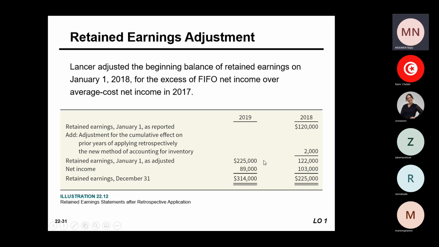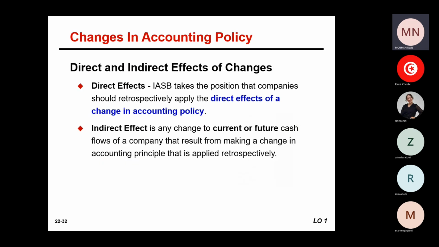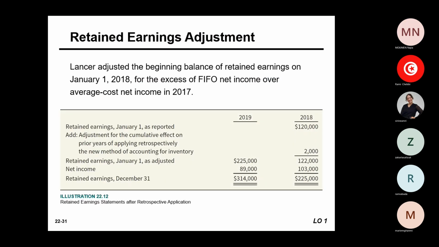And now we got this restated retained earnings as adjusted. You see here, we simply add our net income based on the FIFO method. We have our retained earnings as of December 31, 2019. Okay, is that clear, please? Yes, clear, ma'am.